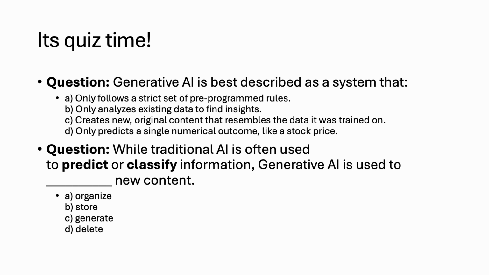The second question: while traditional AI is often used to predict or classify information, generative AI is used to dash new content. Can you fill the blank? Organize, store, generate and delete. Answer is C, generating the new content.